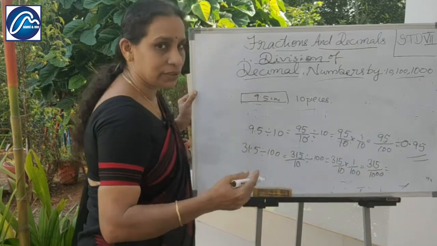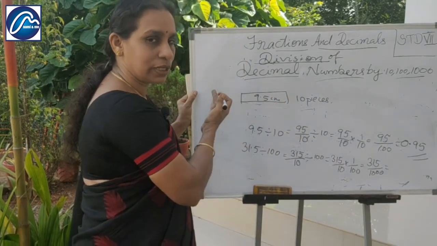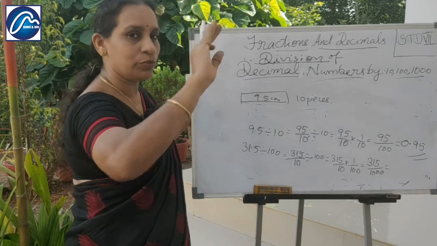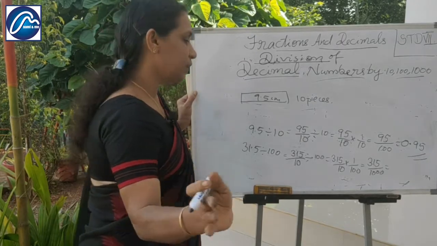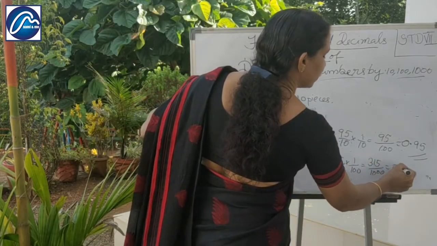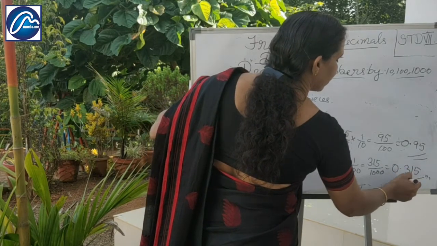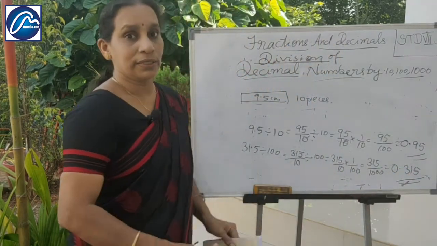When you divide, what should you do? The places should move to the left. When you multiply, it moves to the right. So you will write it as 0.315. Okay, was it clear?